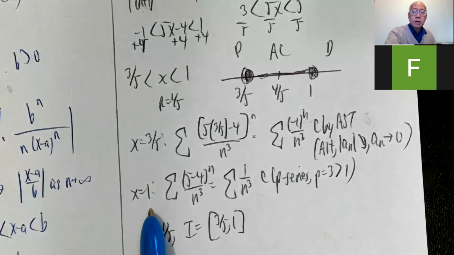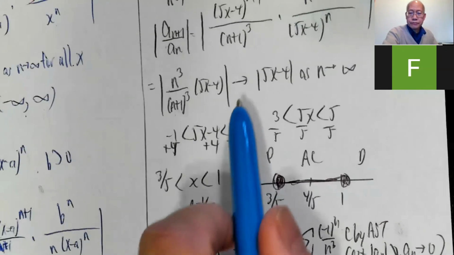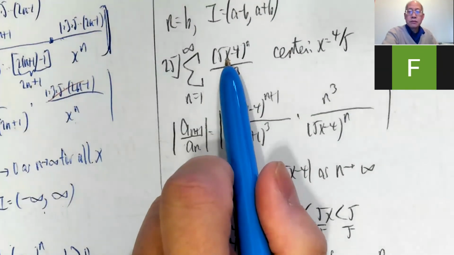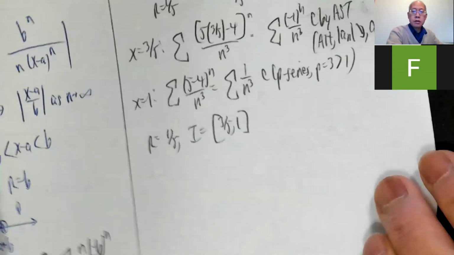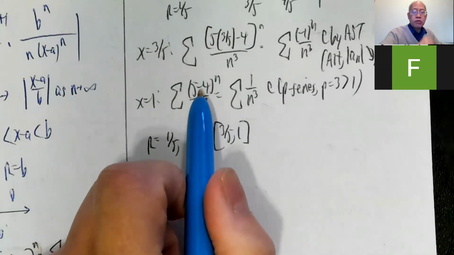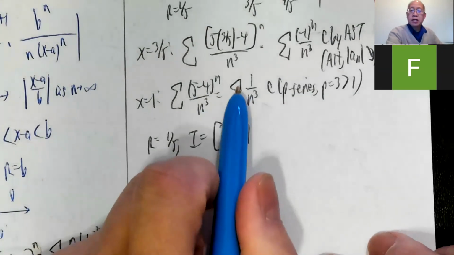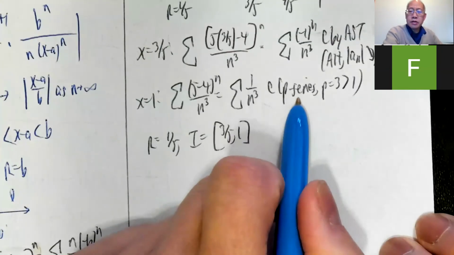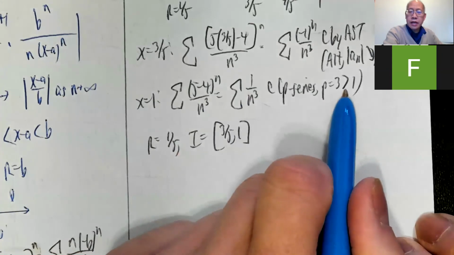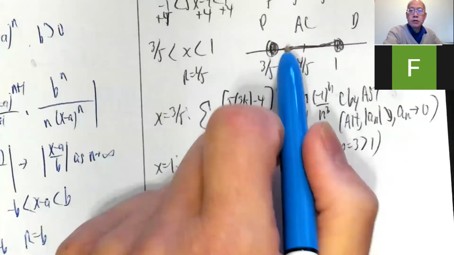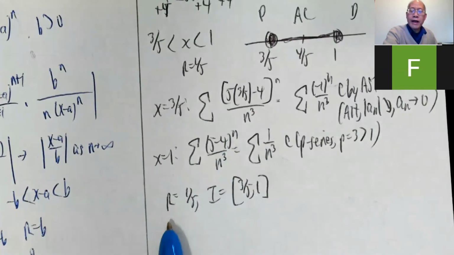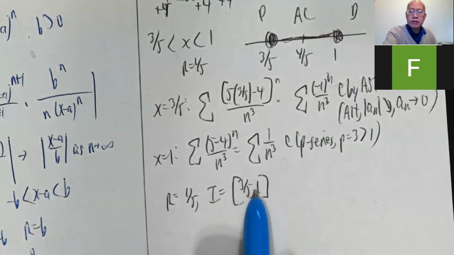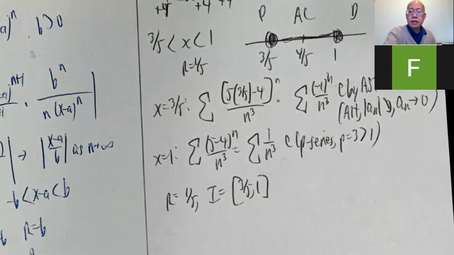Then I plug in 1. Where am I? Here. 5 times 1 is 5. 5 minus 4 is 1. 1 to the n, well, 1 to anything is 1. Summation 1 over n cubed. That also converges because it's a p series where p equals 3. That's greater than 1. So close, close. So the radius of convergence is 1/5. The interval of convergence is bracket 3/5, 1 bracket. And there we go.